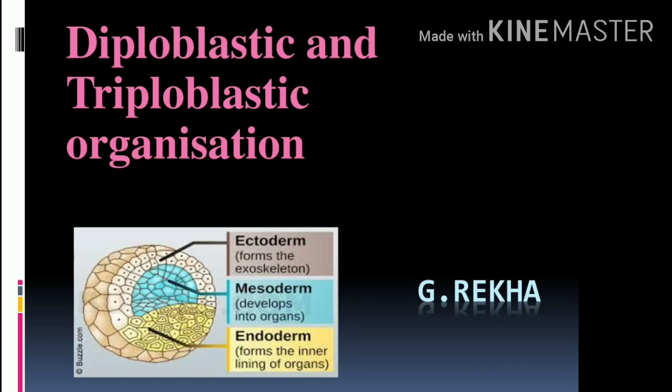Okay, this is the second level of basis of classification, that is diploblastic and triploblastic organization. We already studied the tissue level and organ level of classification. We discussed ectoderm and endoderm, which is diploblastic, and ectoderm, endoderm and mesoderm, which is called triploblastic. Now we will study in detail, with a diagram explanation, to understand the concept of diploblastic and triploblastic organization of germ layers.